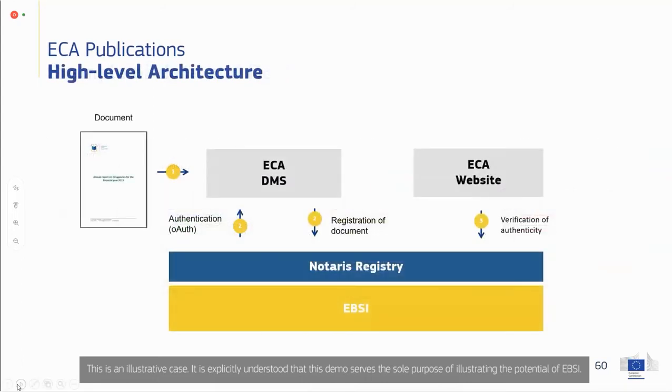Okay, now in terms of architecture here, what we see is that the document management system of the court has been integrated with a set of APIs with the Notarist Registry, and therefore with the EBSI. So there is a mechanism for authentication based on OAuth, and a series of calls to notarize the documents that are uploaded to the repository. On the court website as well, there are some active elements that can make calls to the Notarist Registry to retrieve notarization details once the citizen interacts with it.